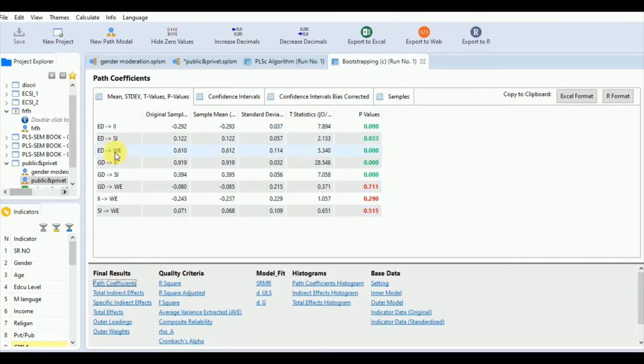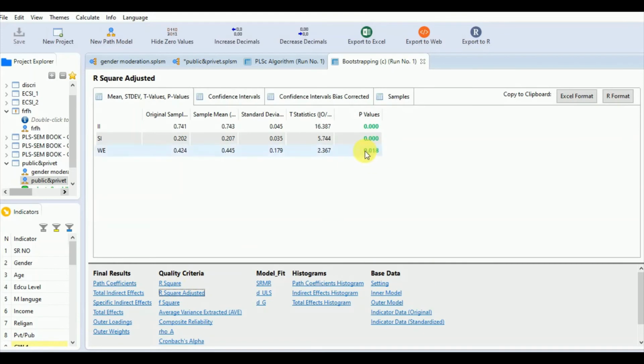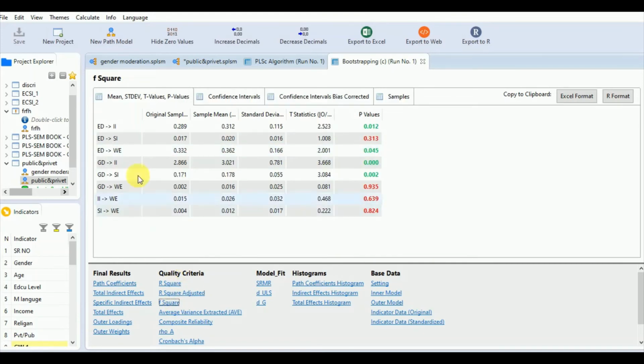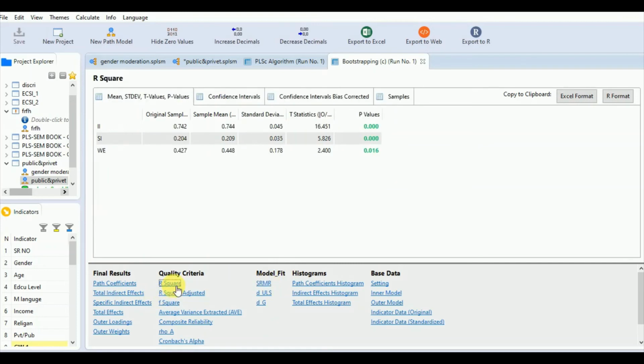We can see that these path coefficients are significant, then you have to tell that the in-sample explanatory power is also significant. This relationship is not only significant, but for the effect size, you can see that this relationship has quite a good effect, more than 0.3, which is a large effect and is also significant. You can get the SRMR values also.